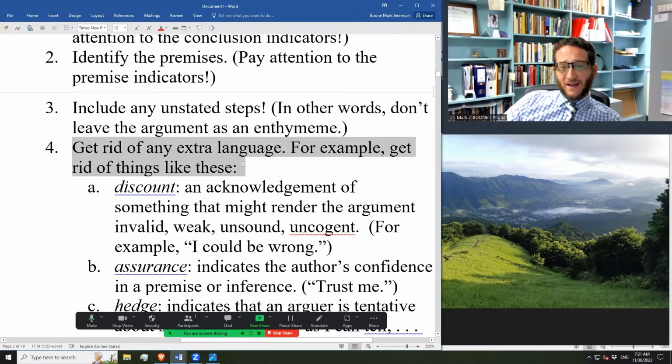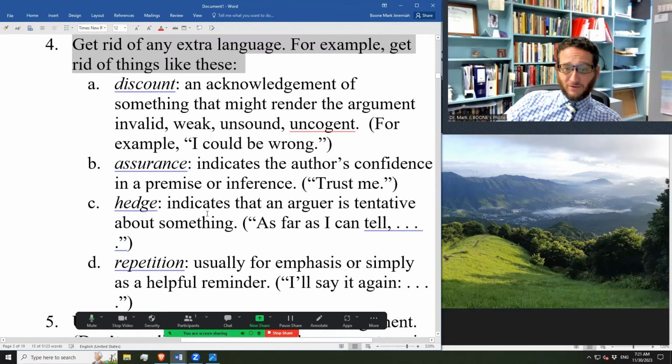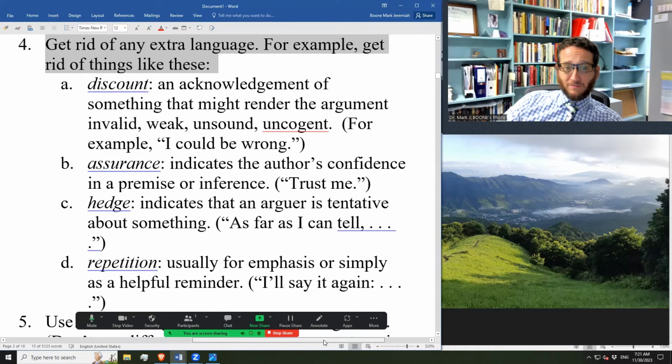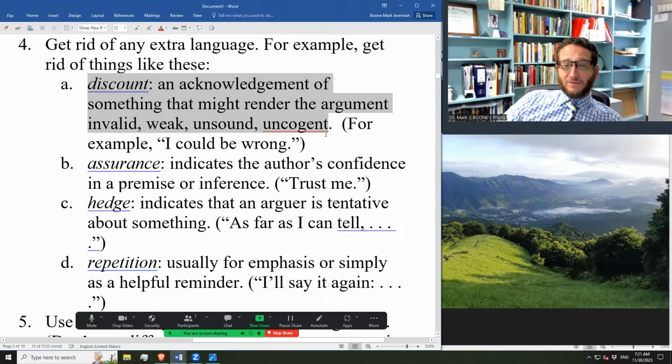Next step, get rid of any extra language. Get rid of things like these. Here are some different kinds of extra language that can be included. There is such a thing called a discount. A discount is a recognition of something that might weaken the argument in some way.